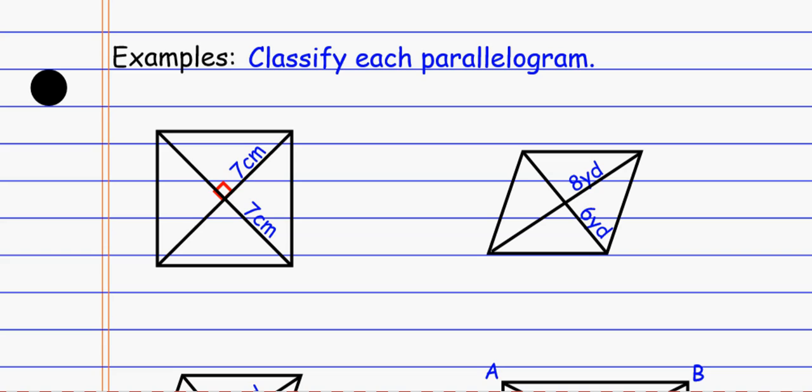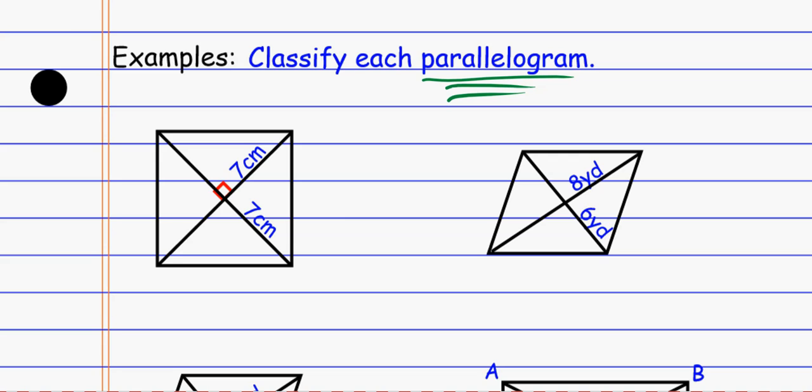For these guys, it says to classify each parallelogram. And once again, we're just looking for any of those special properties that we've been trying to find. When we look at something like this, it just says, hey, classify the parallelogram. So we're going to assume that it's a parallelogram, but then we look for the additional properties to see, hey, does it fit the mold of a rhombus or a rectangle or a square?